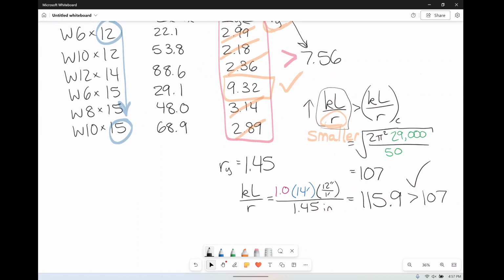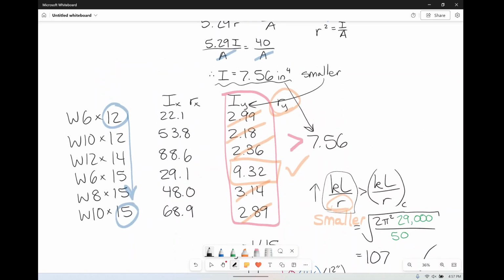It is a long column, and again, it satisfied our moment of inertia. So, yep, the answer that we're going to choose is a W6x15. This is, again, the worst thing possible that you can do in terms of design of columns.